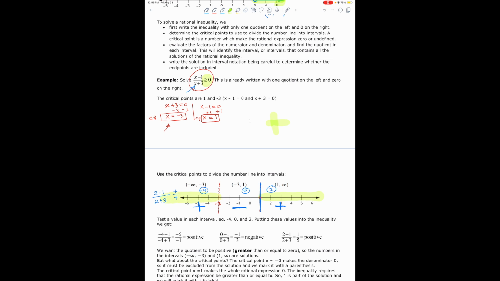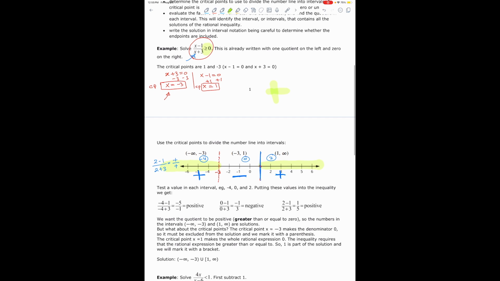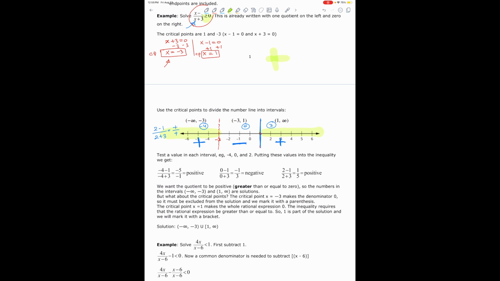How do we interpret the solution, or how do we write it in interval notation? As you can see here, we read it from left to right. This interval right here starts from negative infinity, always open from the side of negative infinity or positive infinity. It goes all the way to negative 3 and stops, and the negative 3 is excluded, so we represent that with parentheses. And that is basically the first part of the solution.